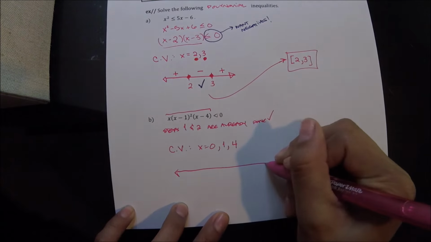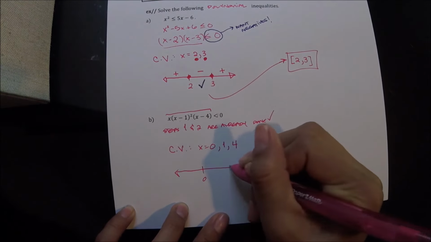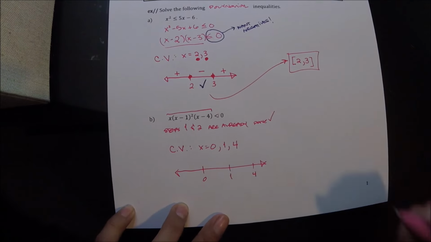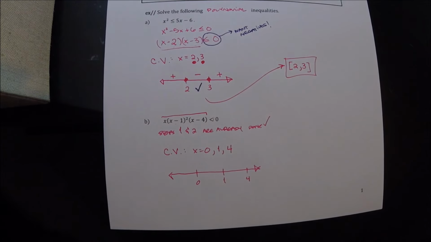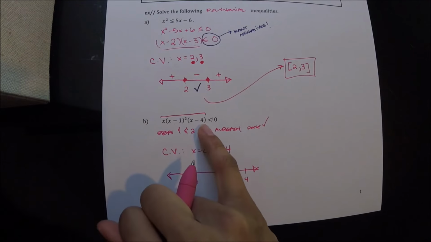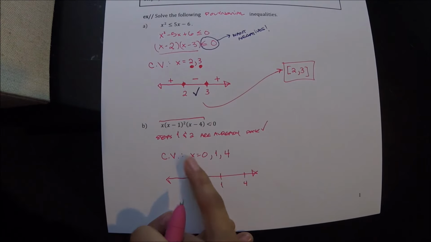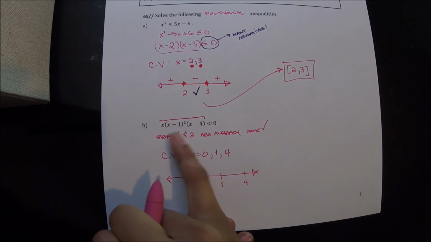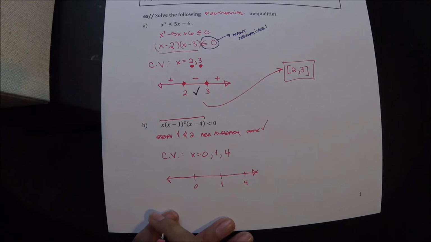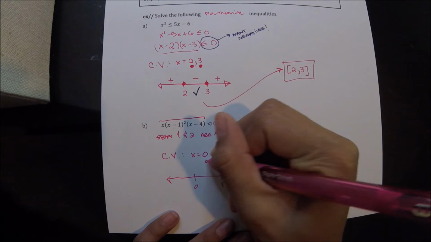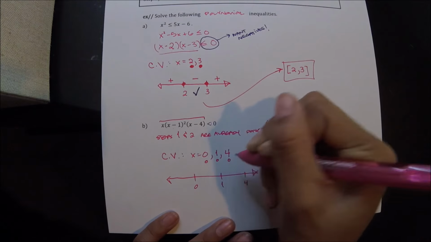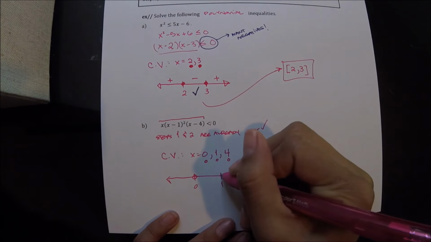We're going to plot these, 0, 1, 4. We also need to decide, are we going to have open or closed circles? Well, this time, look at the symbol. It says just less than. So we do not want to include these numbers because they make it equal to 0. We don't want that. So this is open, open, open on all 3 of them.